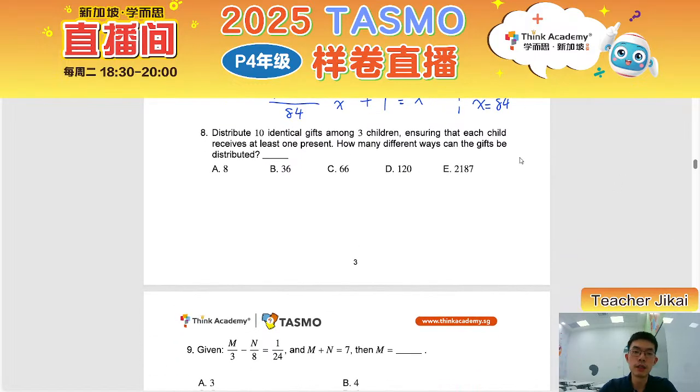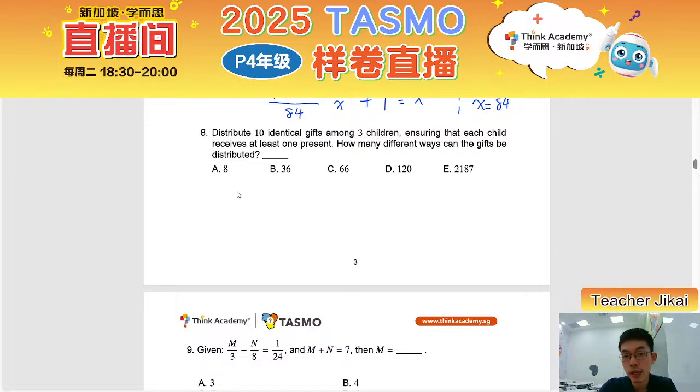Alright, this one. Distribute 10 gifts among 3 children, ensuring each child receives at least 1 present. So how many ways? Okay, so first, this kind of question is a permutation and combination, right? We want to know how many ways. So just assume which way will work. We give an example like here, right?